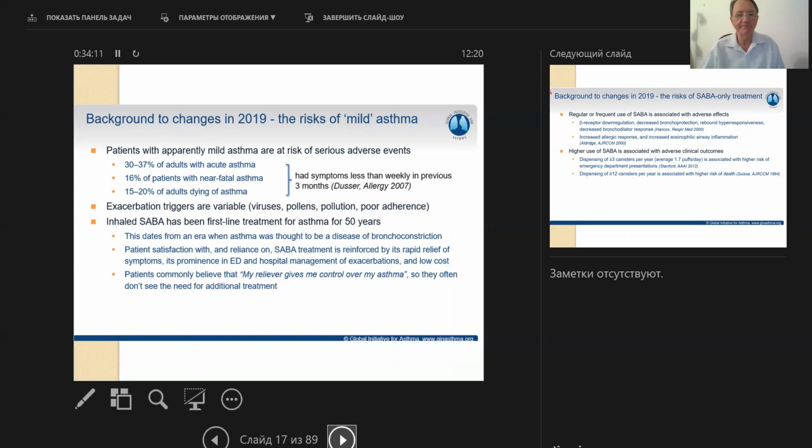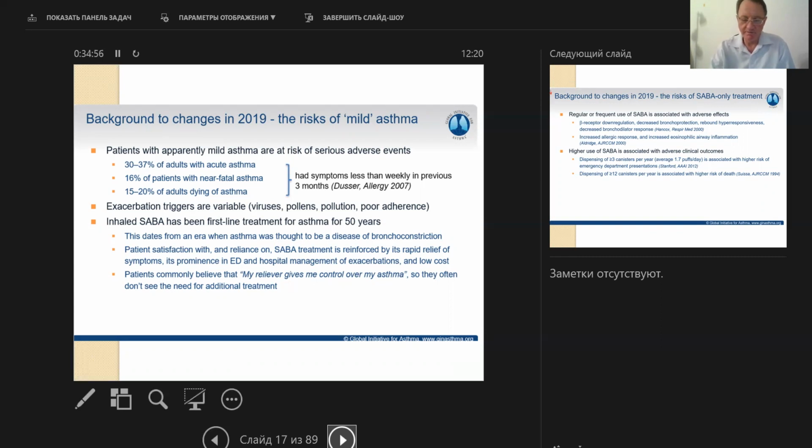But now, you can see such clinical results. 30% of adults with a diagnosis of mild asthma have had an acute asthma exacerbation. Among these, 60% of patients have had near-fatal asthma. 50% of those who died from acute exacerbation had a diagnosis of mild asthma. That's why mild asthma is not mild.